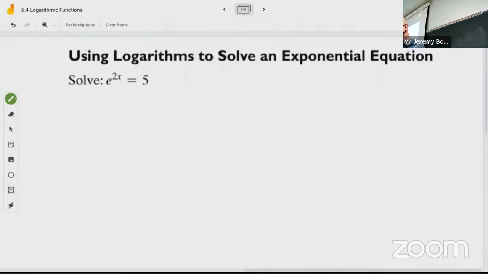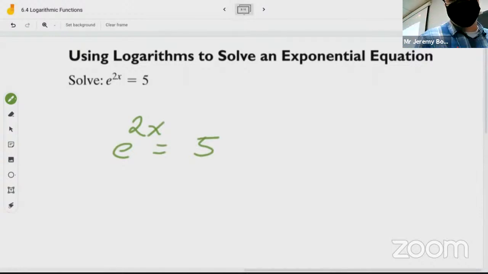So here I have e raised to the 2x is equal to 5. And there is no way that I could represent e and 5 in the same base. I have no idea how to do that. And so what we're going to do is switch this to a logarithmic. If you switch this to a logarithmic, what will it be? What's the base? E. E is my base.